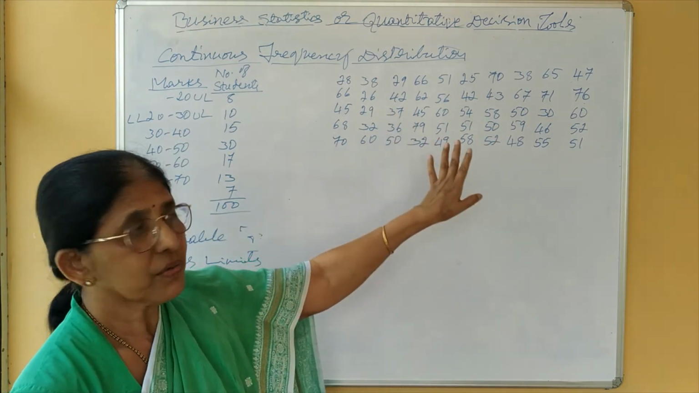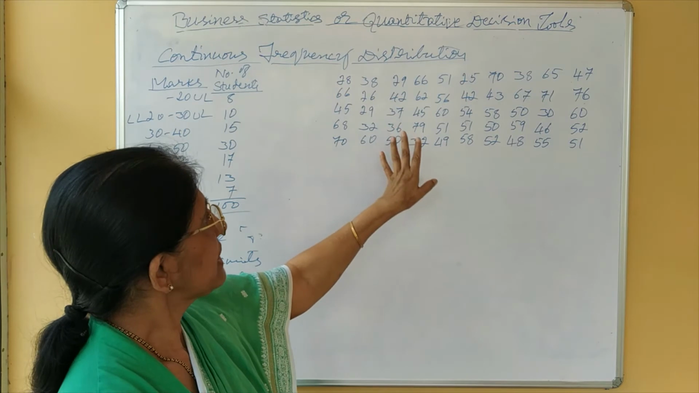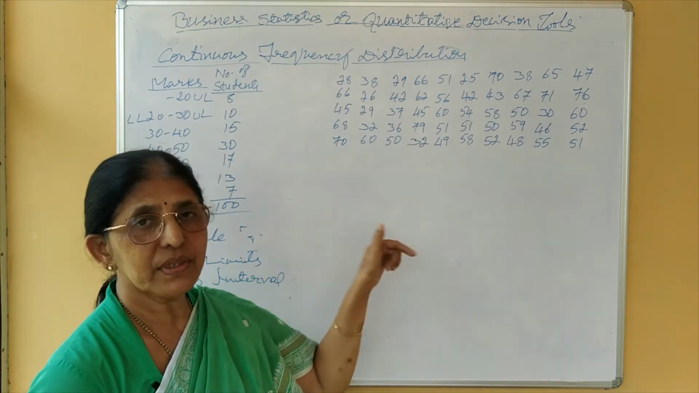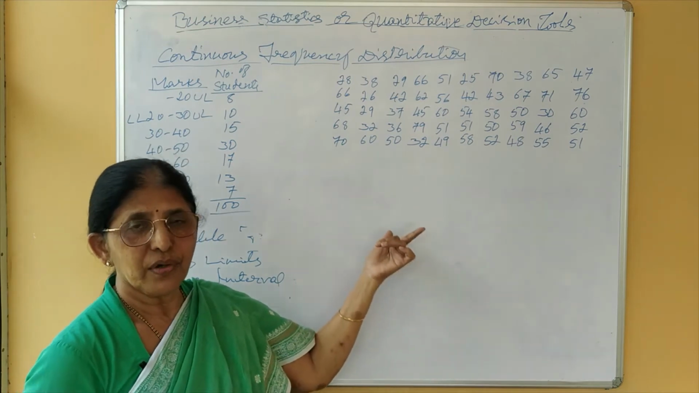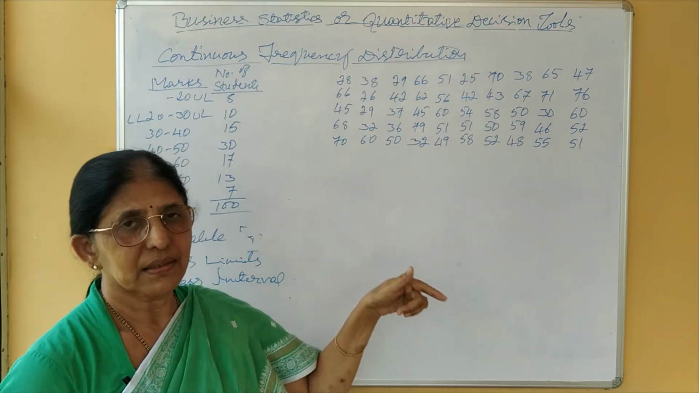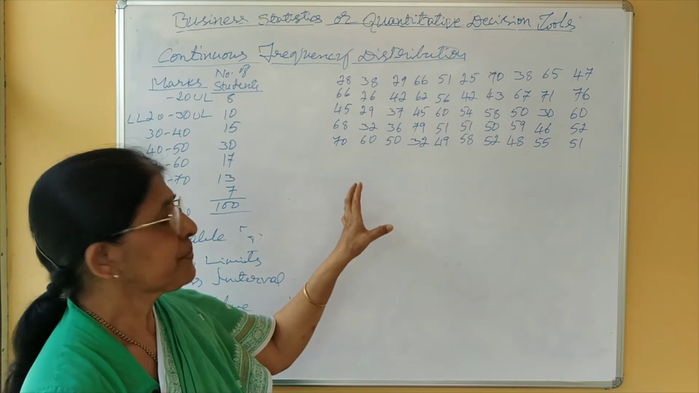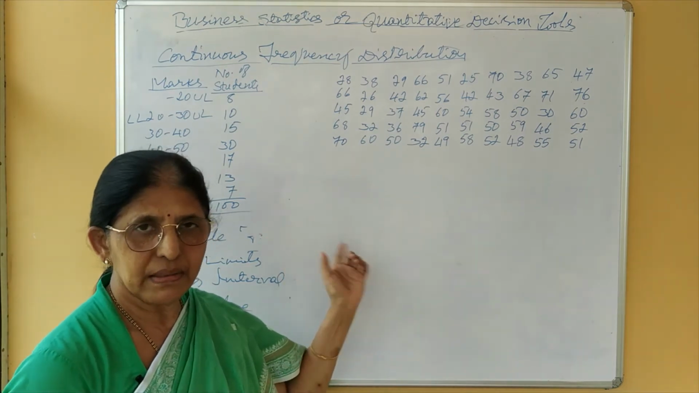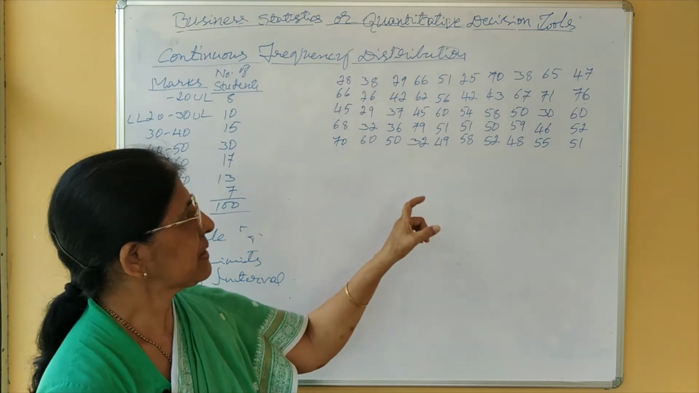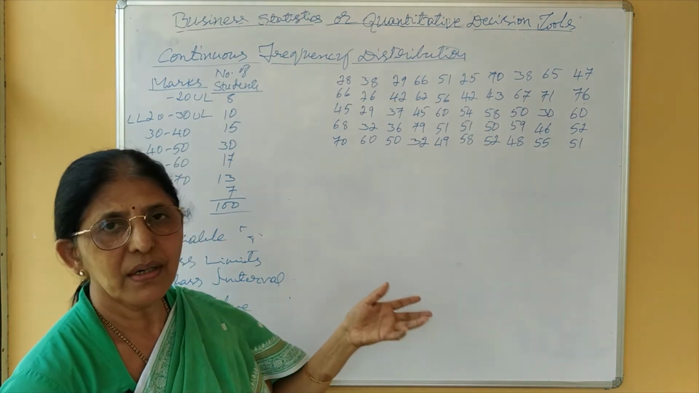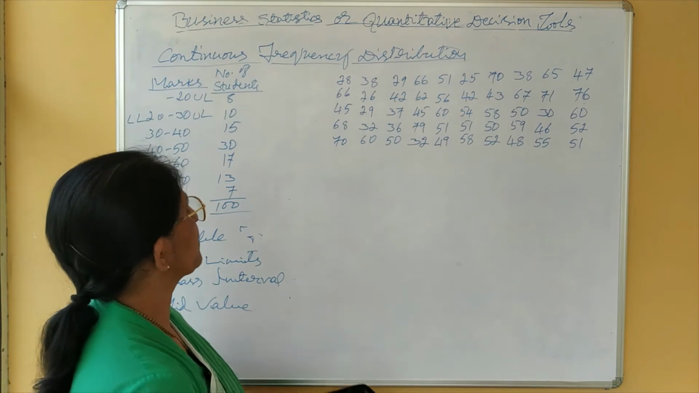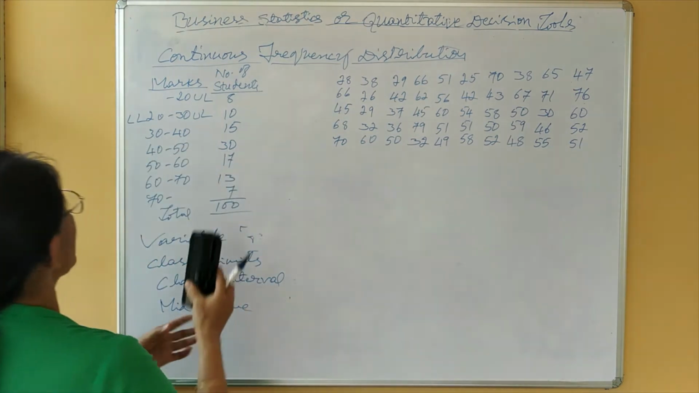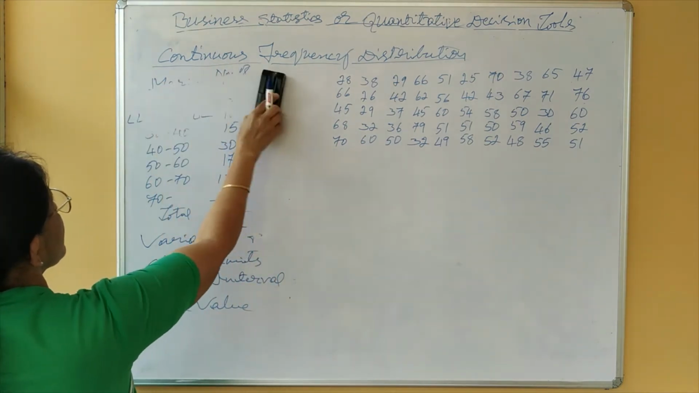You have to find out the lowest and highest value, and you have to find out the range. Depending upon the range, you have to decide whether to follow discrete or continuous. If the difference between highest value and lowest value is a smaller one, then we go for discrete, and if that is a bigger one, then we go for continuous frequency distribution. Now here find out the highest and the lowest.